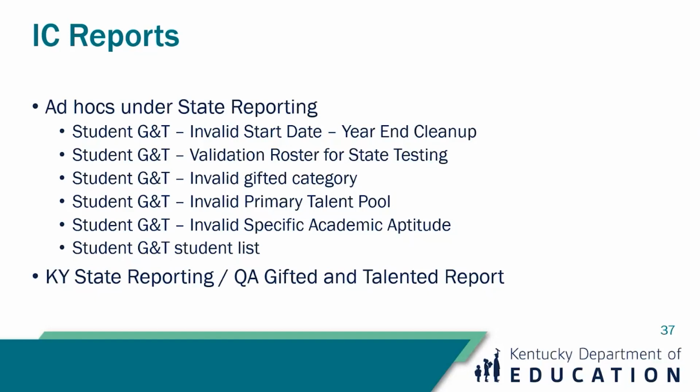And there's also a student G&T student list, but I would urge you to generate your list from the QA Gifted and Talented report. And we're going to look at this Gifted and Talented report in a little more depth here in a second. But the Gifted and Talented report, you can either run as an aggregate where you can see information that compares state and gifted programs, student totals and percentages, or you can run a detailed list so you can see who is in your gifted program. And so that's a really good report to have access to.